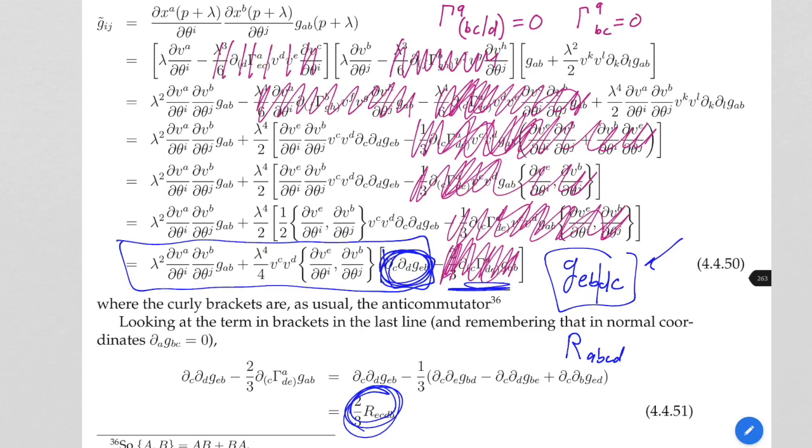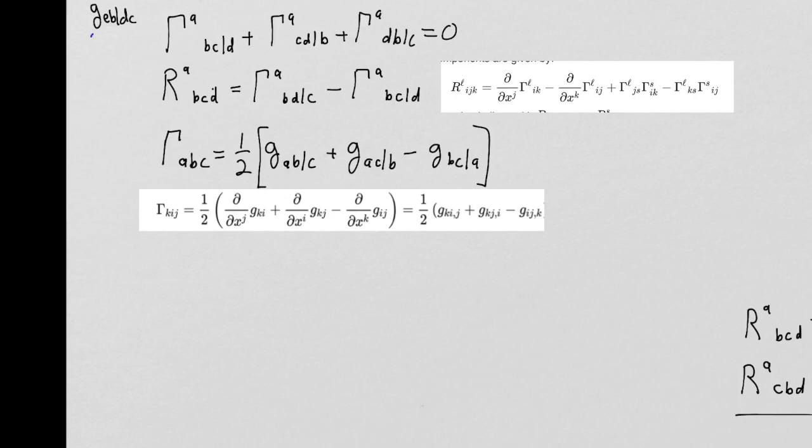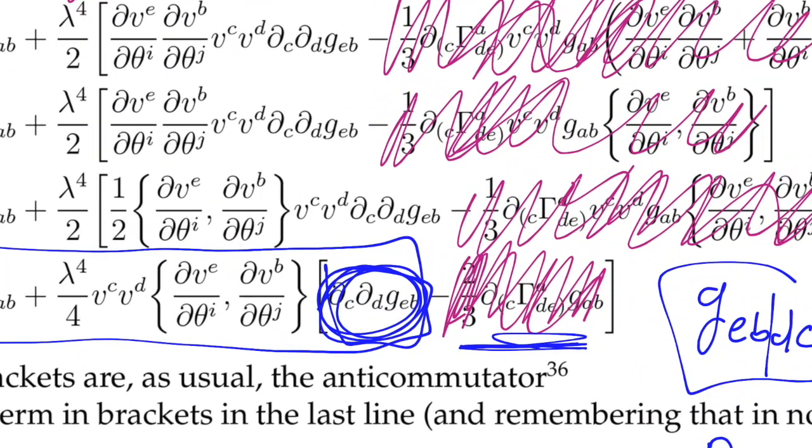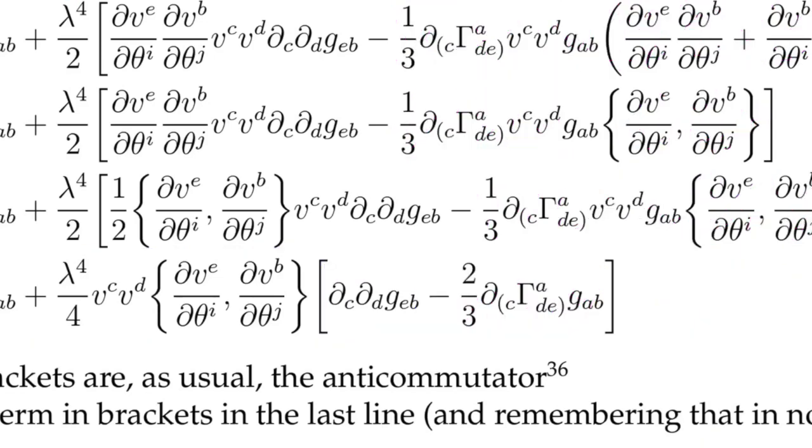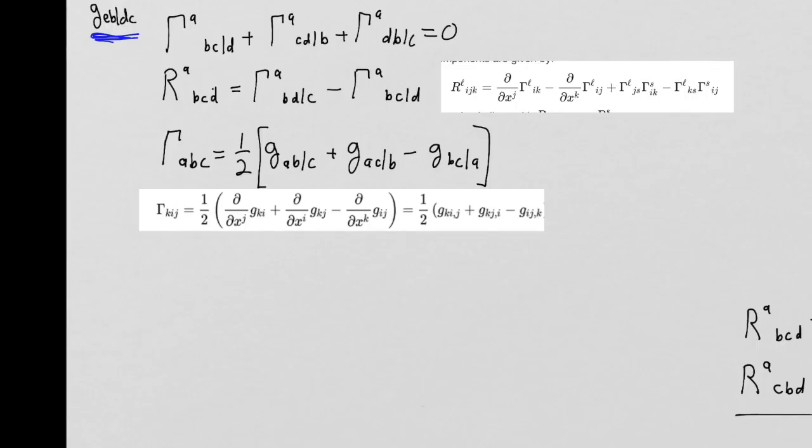So we will begin. I just wrote down right here in this upper corner what we're looking for. We're looking for G_EBDC. And I say that because we have to keep track of these indices, right? We're trying to duplicate this paper, so I'm going to duplicate this object, G_EBDC. That's our goal. So I have that up here. That's what we're trying to find.